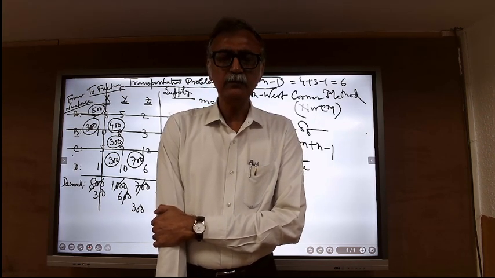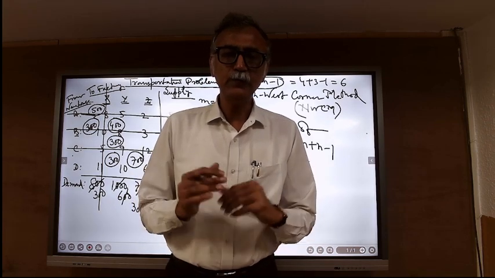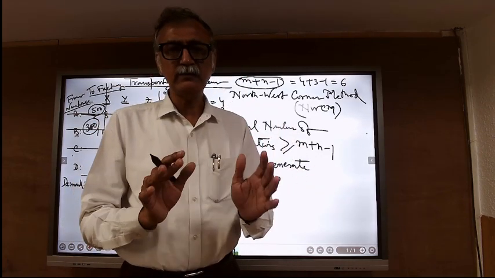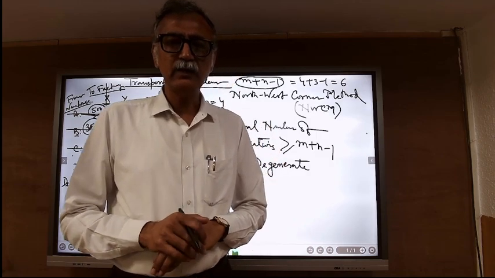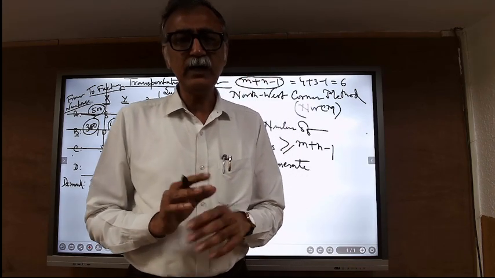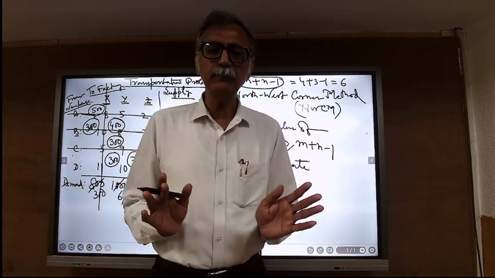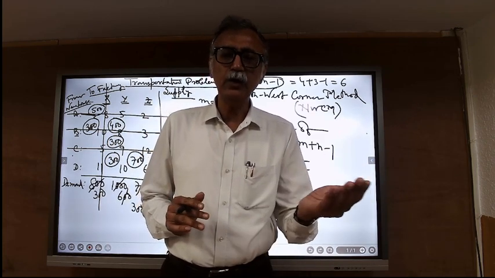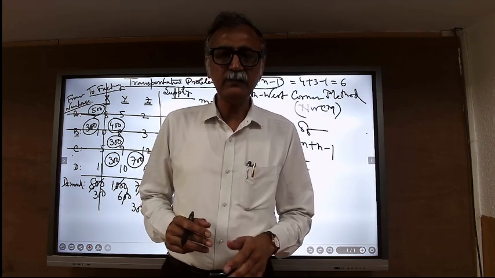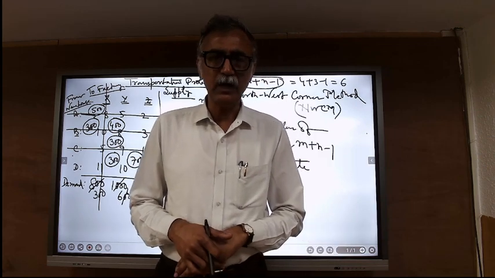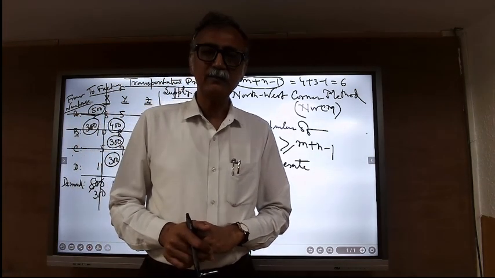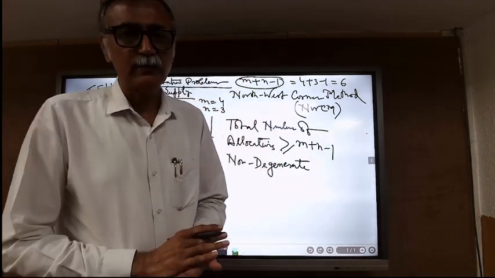But in the working front, if we get degeneracy, first we have to break it by inserting dummy allocations, and then only can we go for the optimality test. If there is no degeneracy, there is no problem. Directly we can go for the optimality test. So what degeneracy is and how the optimality test can be done, we will discuss in our next appearance. Thank you so much.